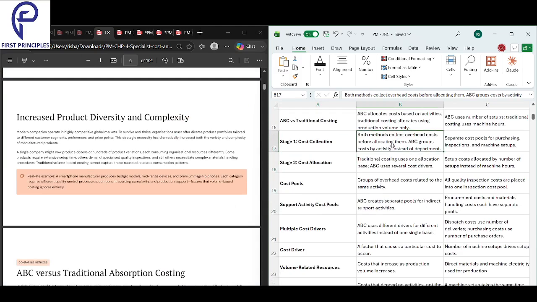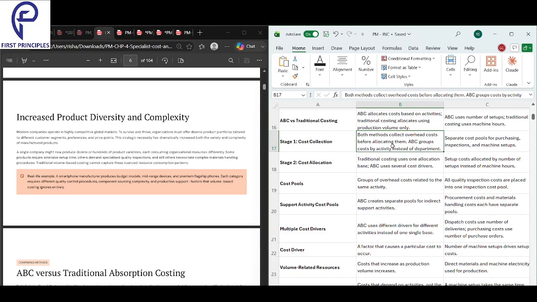Both methods collect overhead costs before allocating them. ABC groups costs by activity instead of department or volume. For cost allocation, traditional costing uses one allocation base, while ABC uses several cost drivers, because there are several costs with different cost drivers. Traditional costing used to have only one cost driver, whereas now there are multiple cost drivers.